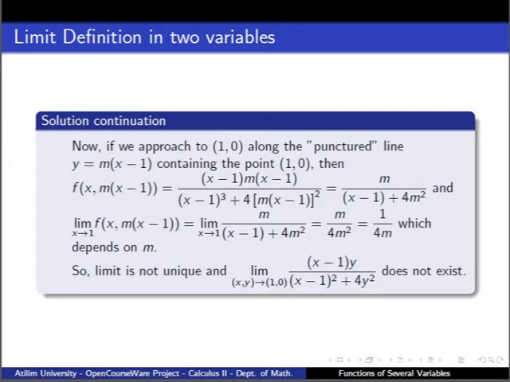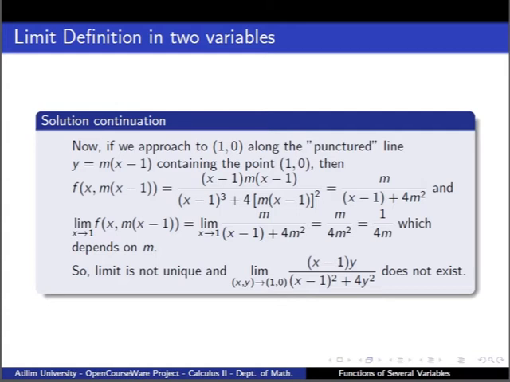It means that in this case this limit equals 1 over 4m, but note that it depends on the values of m. If m takes different values, then the limit will take different values. But we have to remember that a limit is unique, but in this case it is not unique because it changes with the different values of m. So we say that in this case this limit does not exist.